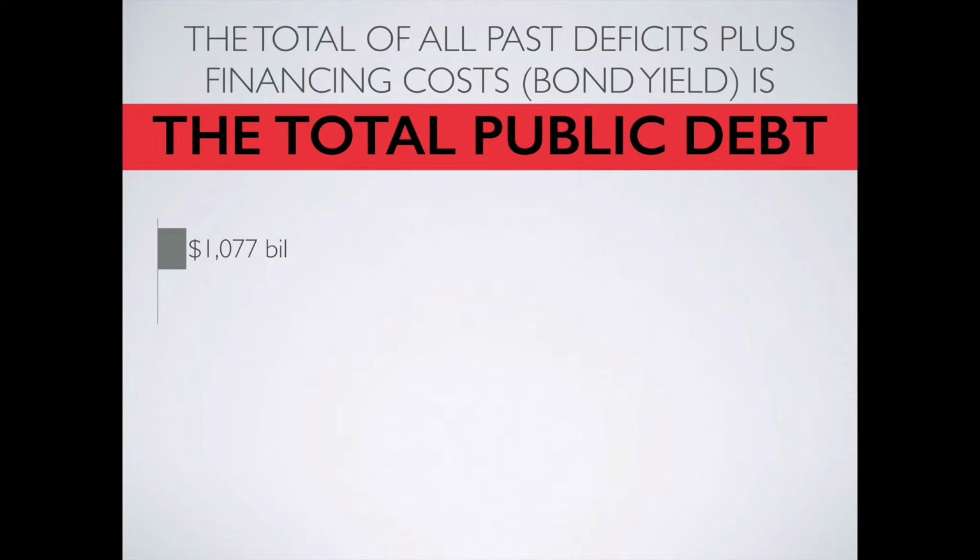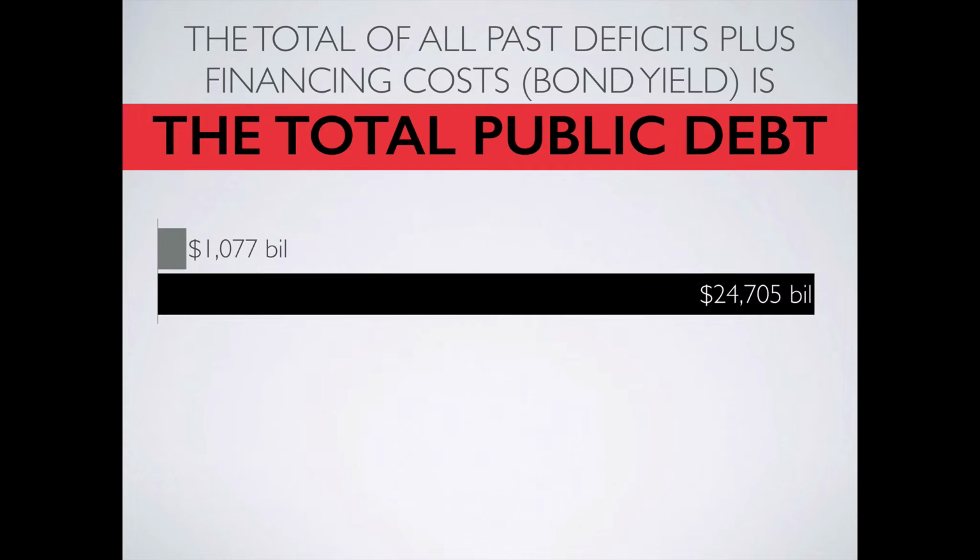Example: last year, you had a budget deficit of about $1,000 billion, about $1 trillion. But the total public debt is far, far greater than that, right? The total public debt is about $24.7 trillion. So much, much larger than the deficit in one particular year.